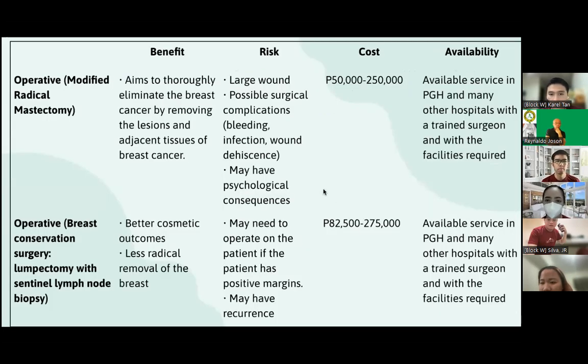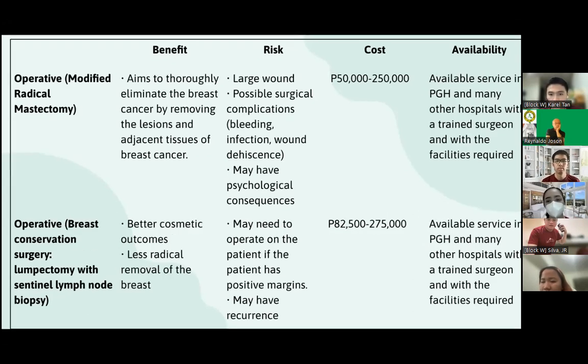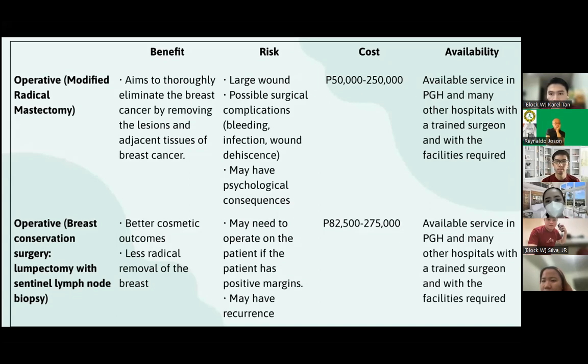So when you talk about the modified radical mastectomy specifically, although this kind of falls for many of the mastectomies in general, the benefit would be to really eliminate breast cancer tissue by removing the lesions and adjacent breast tissues of the breast cancer. Also, for MRM, we also look at the nodes. We try to remove as many of the axillary nodes as possible.